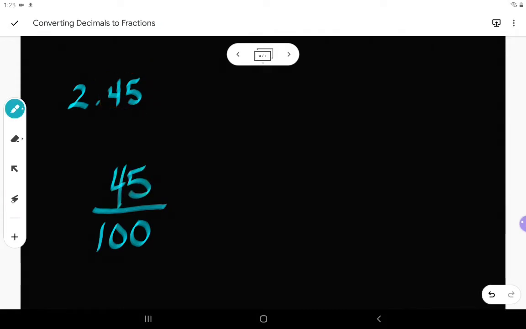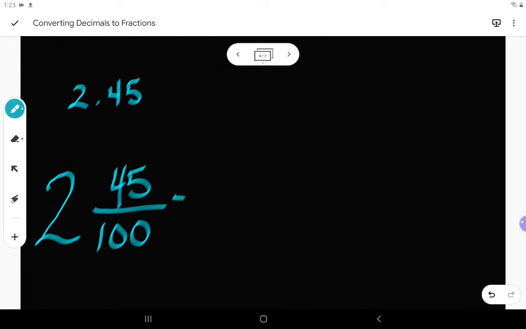The thing that's different here is in front, I don't have a 0. On the last few questions I've had a 0, but now I've got this 2. And all I'm going to do with that 2 is I'm actually just going to leave it in front. That 2 means I have 2 wholes, right? I'm going to leave 2 as the whole number in front, and then I deal with the decimal part the same way I did before.